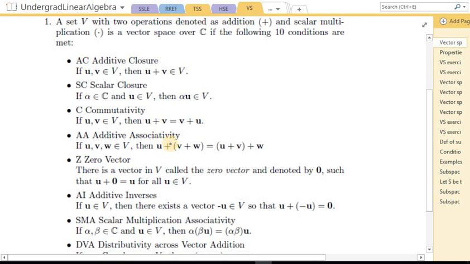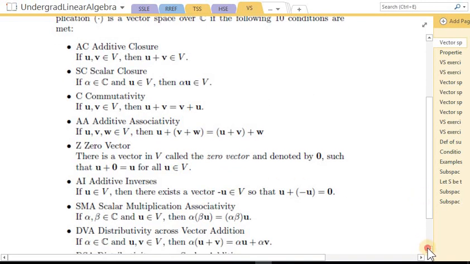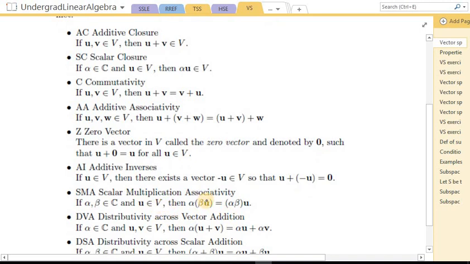Now, as I said, this is an additive property, this is an additive property. Now, zero vector, this is an additive property, so we can skip that. Additive inverse, that's an additive property. Let's look at this one. Scalar multiplicative associativity. So let's see if this is still true.